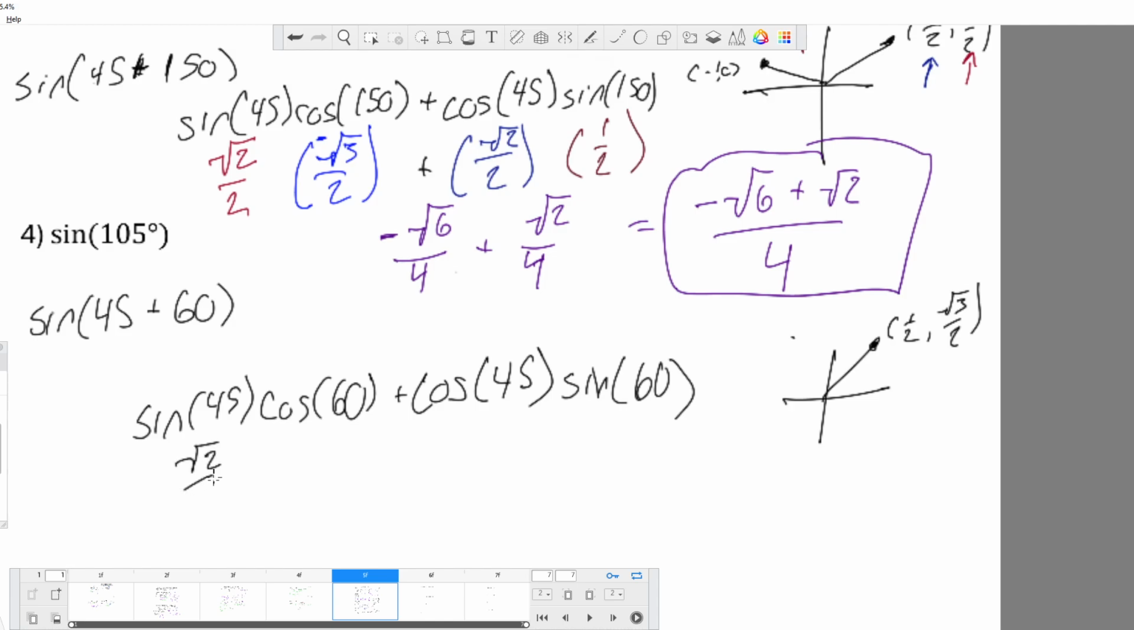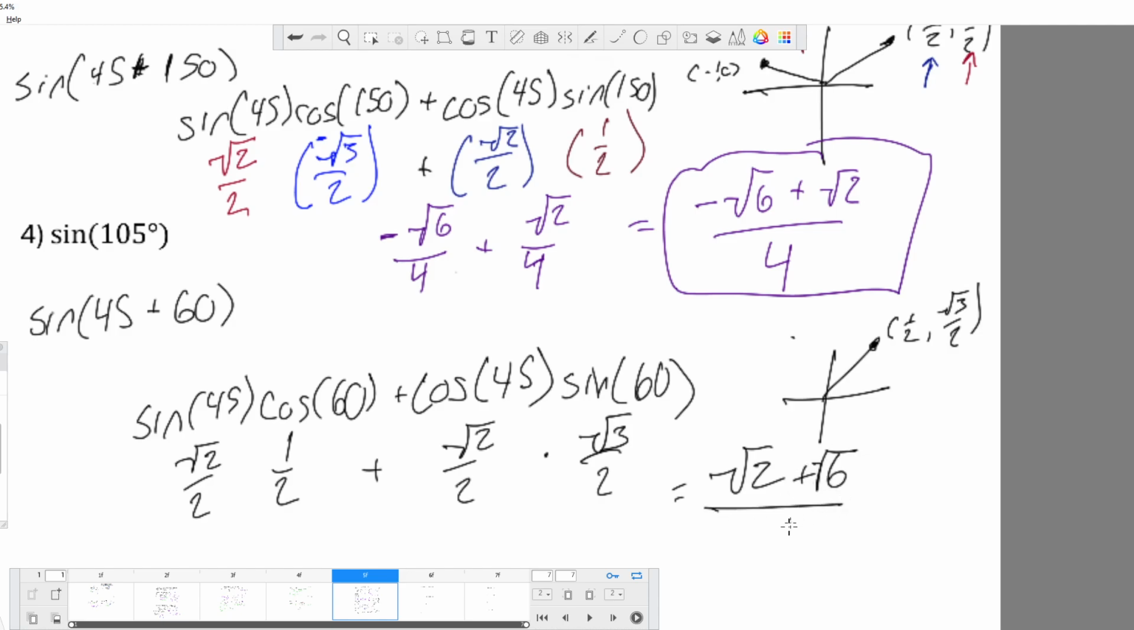This is square root of 2 over 2. Cosine of 60 is the x value, so that is 1/2, plus cosine of 45, square root of 2 over 2. Sine value is the y value, so square root of 3 over 2. Multiply all that together, end up really getting kind of the same type of stuff. So square root of 2 plus square root of 6 over 4. No negative signs, even though my handwriting looks kind of bad there.